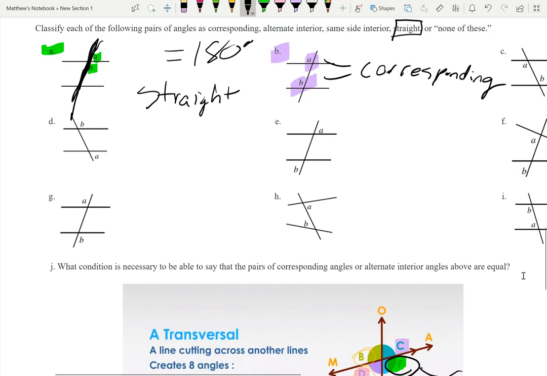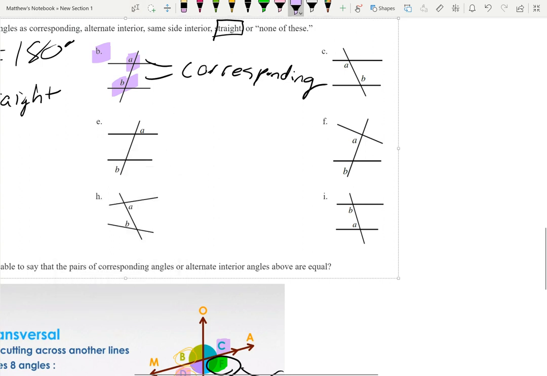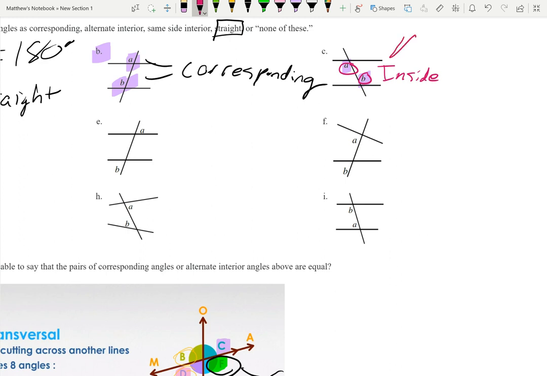And then for problem C, it says A and B. Now, notice they're alternate or across from each other. And so I know it's going to be alternate. And then is it going to be interior or exterior? Well, if it's interior, it's going to be on the inside of the parallel lines. If it were exterior, they would be on the outside of the parallel lines. So alternate interior.